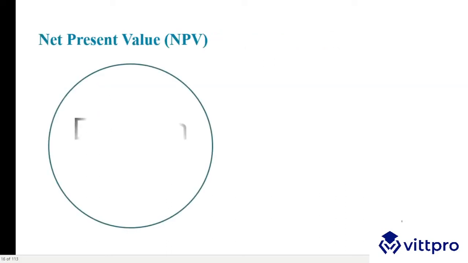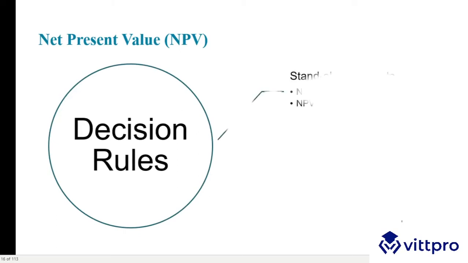The decision rule for net present value is that if it's a standalone project, meaning this project is not dependent on any other project, then if NPV is more than 0, you will accept the project. If NPV is less than 0, you will reject the project. If the present value of benefits is lower than the present value of cost, you will not do it, right?